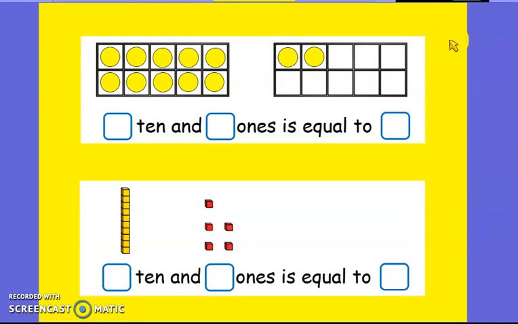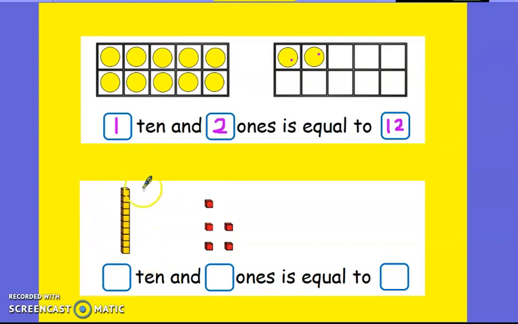So we're back to our 10 frames today. How many 10s have we got here? We've got 1 10 and 2 1s, so we can fill that in. 1 10, one lot of 10 there, and 2 1s. 1 10 and 2 1s is equal to how many? Now, if you're not sure, you can count on. 10, 11, 12. So 1 10 and 2 1s is equal to 12.